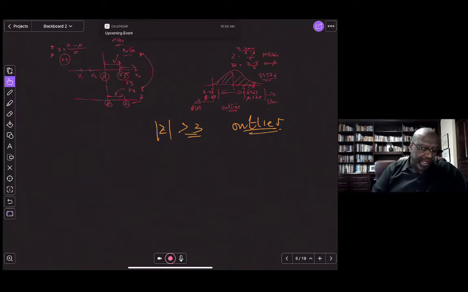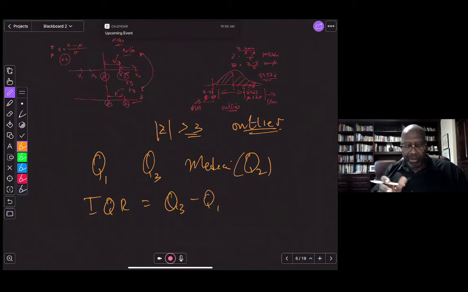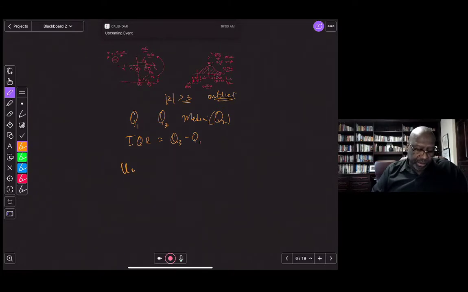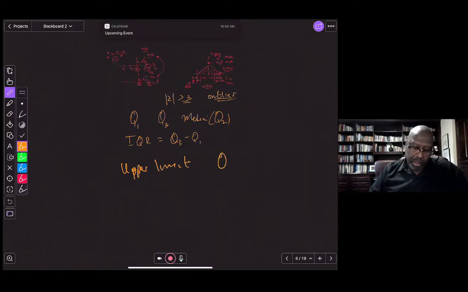If we had data like the first quartile, third quartile, median, and so on, which is basically the second quartile, we could find what we call the interquartile range, IQR, which is Q3 minus Q1. So using that interquartile range, we'll determine an upper limit and a lower limit for our data. We'll determine an upper limit as follows, which is Q3 plus 1.5 IQRs, and then a lower limit, which is Q1 minus 1.5 IQR.